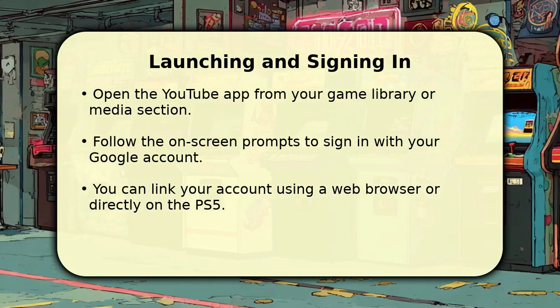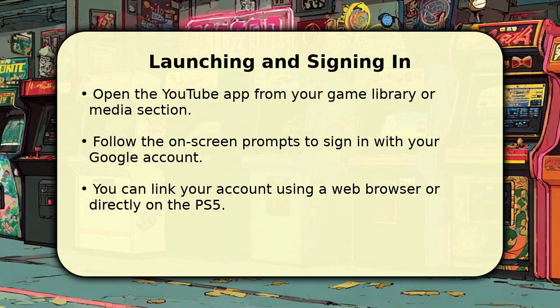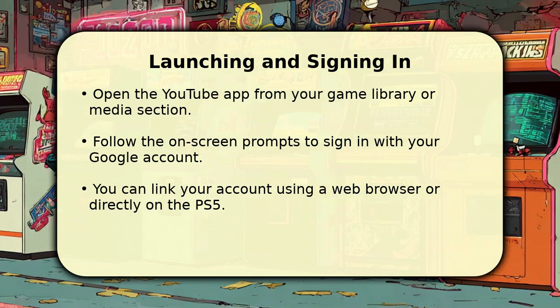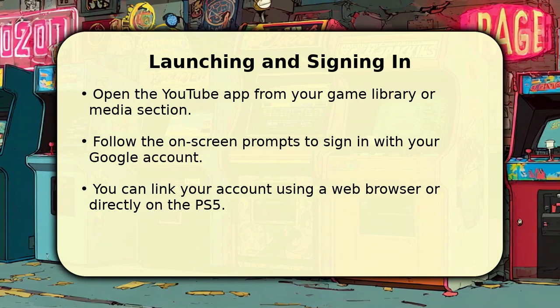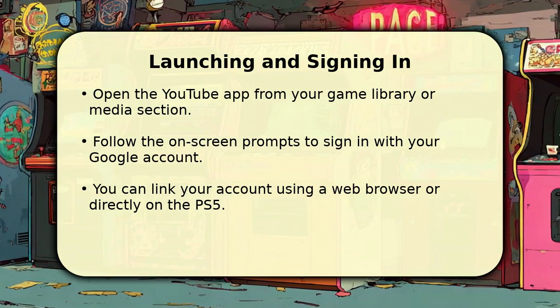When the app opens, you'll be prompted to sign in with your Google account. You have two main options for this: either scan a QR code with your phone or enter a short code into a web browser on a separate device. Whichever method you choose, it's a straightforward process to get your personalized content.